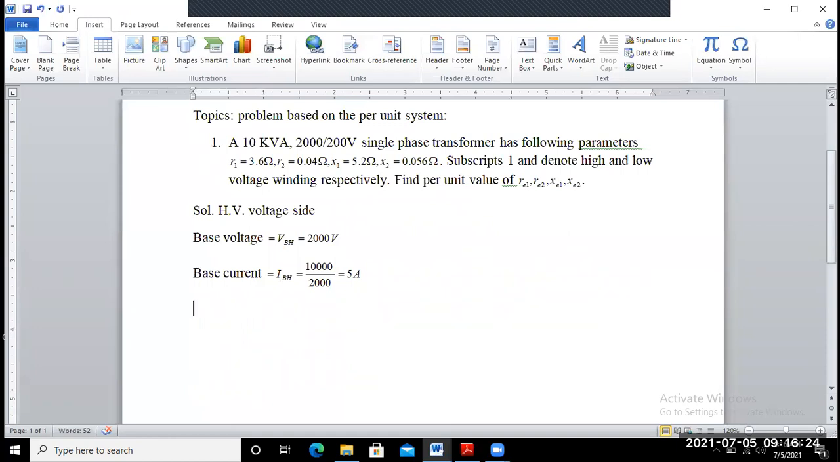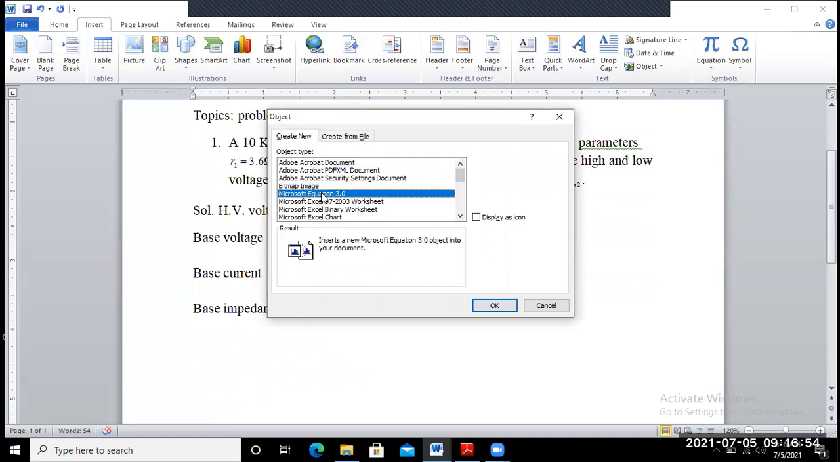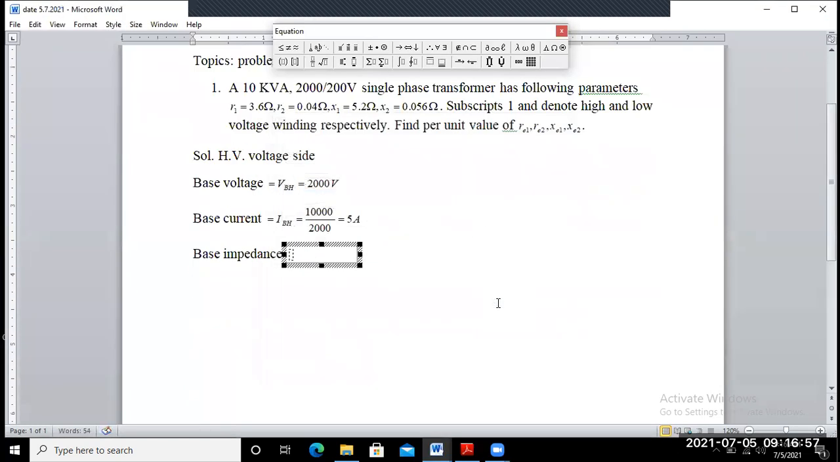Base impedance is equal to nothing but the voltage divided by current. So just find out the base impedance, that is ZBH. ZBH means base impedance of the high voltage side, equal to base voltage divided by base current.